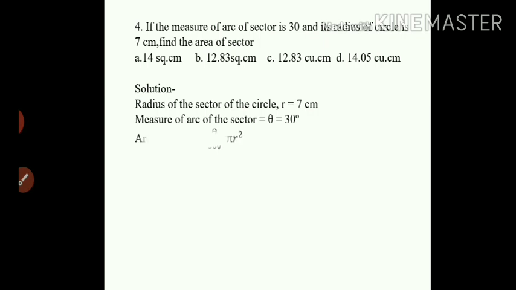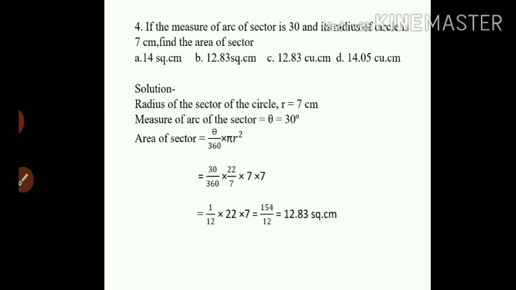So the formula is area of sector is theta upon 360 into pi r square. Theta is 30 upon 360 into pi is 22 upon 7. Multiply by r means radius is 7, so 7 into 7, you can see now 7 and 7 we can cancel down. Again if you divide 30 and 360, you get 1 upon 12. 30 ones are 30, 30 12s are 360. So now what we get: 1 upon 12 multiply by 22 multiply by 7. So now when you multiply 22 into 7, you get 154. Divide by 12 will be 12.83 square centimeter.